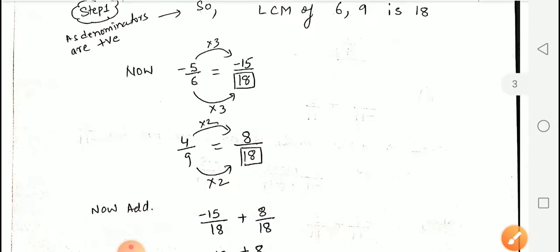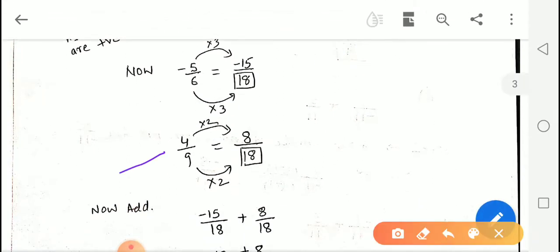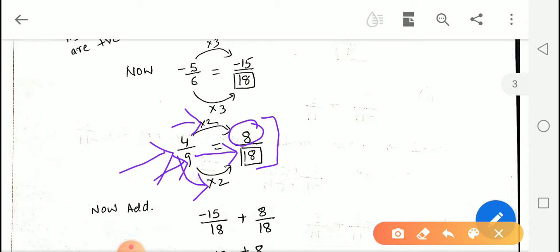Similarly, we do it for 4 upon 9. Here we make 9 into 18 by multiplying by 2, and for the numerator we again multiply by the same factor, that is 2, and we get 8. Now 8 upon 18 is the equivalent rational number of 4 upon 9. Now we have two rational numbers with equal denominators. Now we will add them.